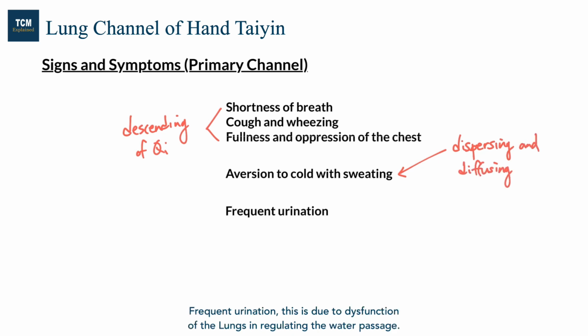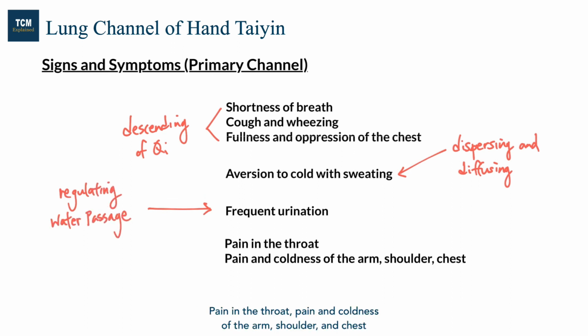Frequent urination. This is due to dysfunction of the lungs in regulating the water passage. Pain in the throat, pain and coldness of the arm, shoulder, and chest. These are due to stagnation of qi and blood in the channel.